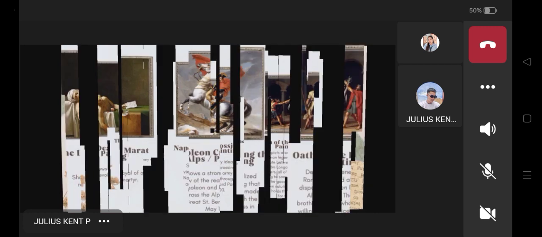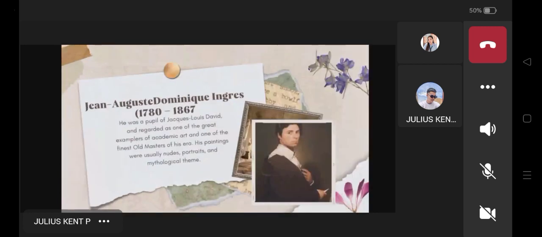So, ang next natin ay si Jean Auguste Dominique Ingres. He was a pupil of Louis David and regarded as one of the great examples of academic art and one of the finest old masters of his era. His paintings were usually nude portraits and mythological themes. Si Ingres naman ay born August 29, 1780 sa Montauban, France. At namatay siya noong January 14, 1867 sa Paris, France.